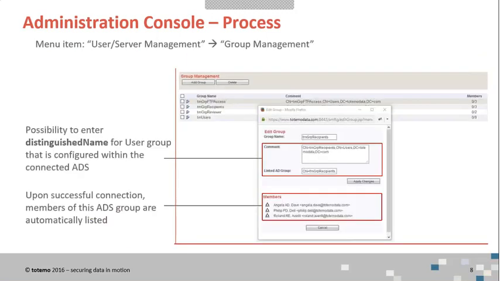Then we have the first new feature or improvement. In the group management section, as you can see, I created 4 groups for this demo, and you have the possibility to add a distinguished name for an existing user group, which is configured in the connected Active Directory service. You can see this in the screenshot on the right-hand side. And once the connection to this group or the Active Directory in general has been established successfully, all the members will be listed automatically.